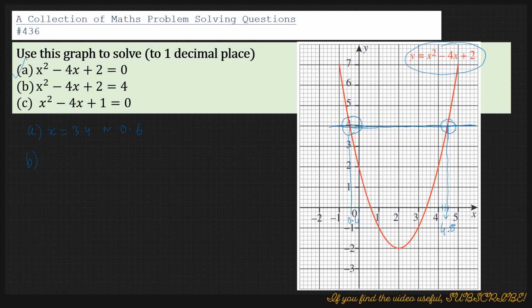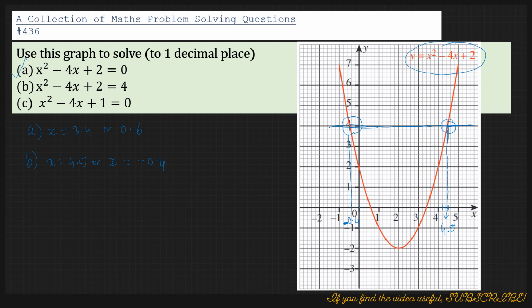So the answers we get are x equals 4.5 or x equals, by the way it's minus, I didn't write the minus, minus 0.4, and we have to do it to one decimal place. So those are the two answers.